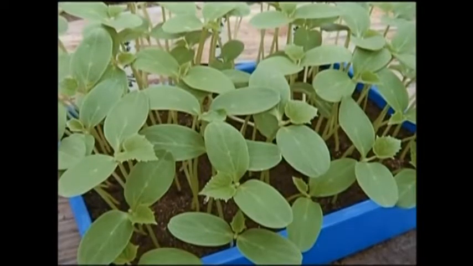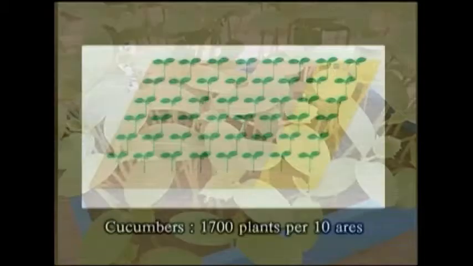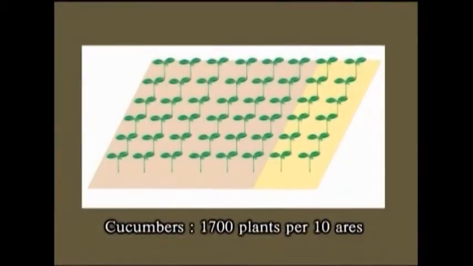On the other hand, cucumbers are transplanted into 12 centimeter pots when seedlings get their first true leaf. You should prepare about 1,700 seedlings per 10 acres with about a 4 to 1 split between female and male parents.